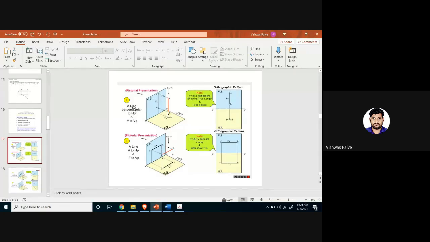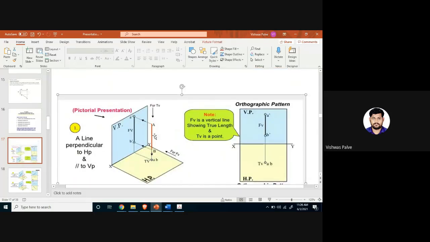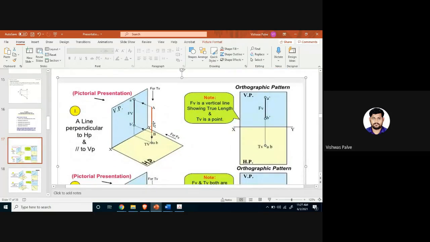So yes, first condition, let us see: a line is perpendicular to HP and parallel to VP. For studying purposes, we are considering only the first quadrant. In the first quadrant, the vertical plane is shown in blue color, the horizontal plane is shown in light orange color. Horizontal plane, vertical plane, and you can see this red color line.